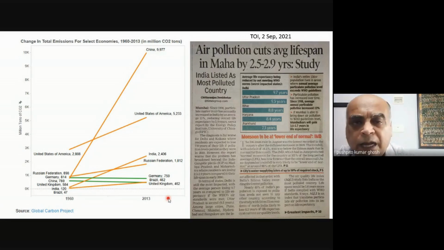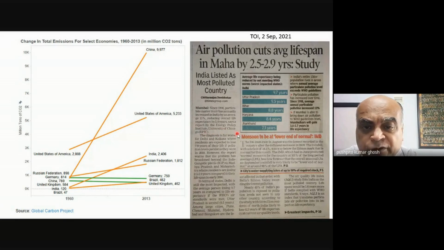Now let us look at some of the facts in terms of carbon dioxide, going a bit more into tonnages with respect to how much every country is actually emitting. I took this from today's Times of India, so some of you would have already read it. Air pollution cuts average lifespan in Maharashtra by 2.5 to 2.9 years. And India is listed as the most polluted country in the world today. This study was done by the Energy Policy Institute at the University of Chicago.